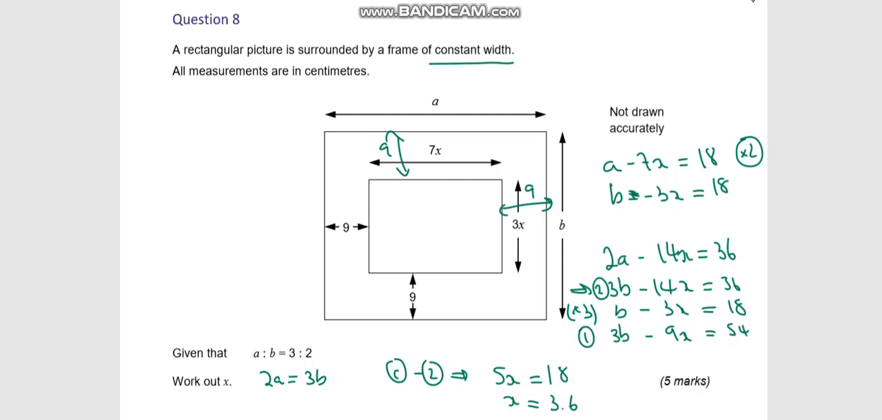Okay, so a really important bit about this question: a rectangular picture is surrounded by a frame with a constant width, indicated by these 9s, and that 9 runs all the way around. So over here, these are my two statements that I can glean.